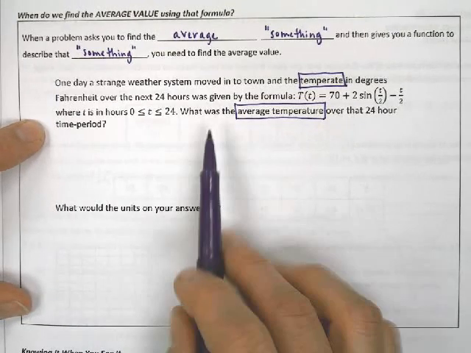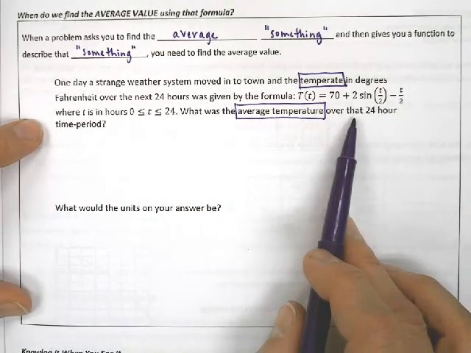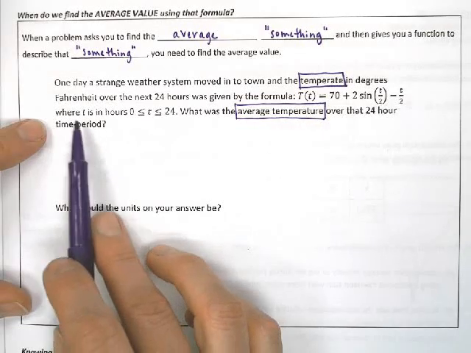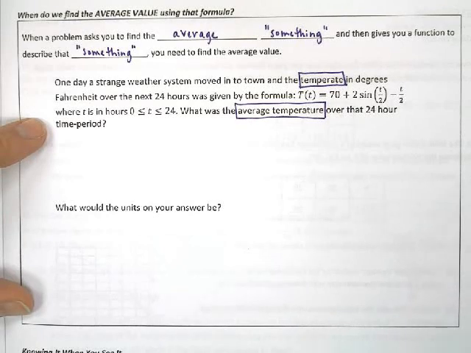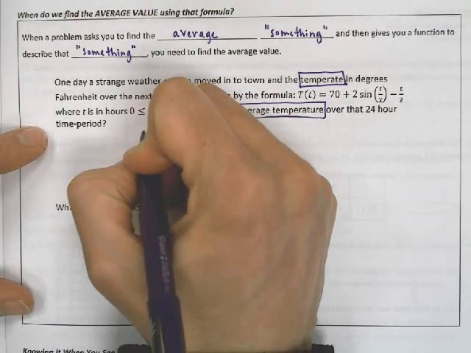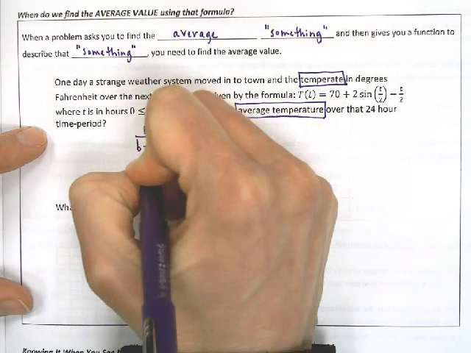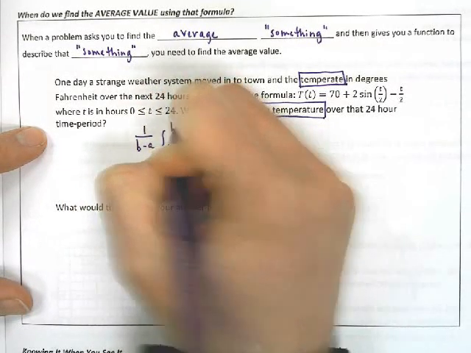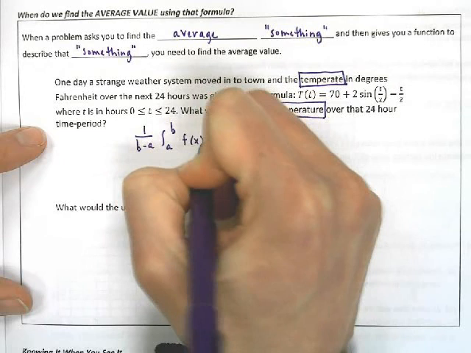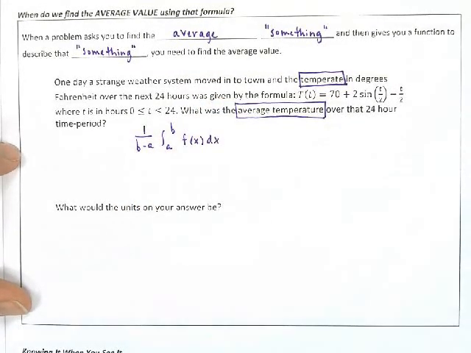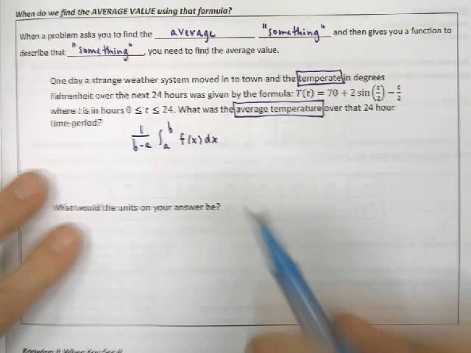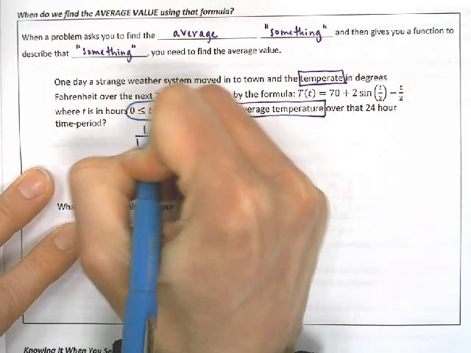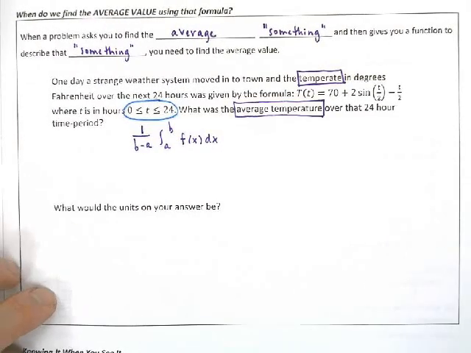So let's find out. It asks us what would be the average temperature over a 24-hour time period. So this t is between 0 and 24 hours. All right, so we know, again, our formula is 1 over b minus a times the integral from a to b of our function f of x dx. So let's apply that to this problem. In this case, our interval here is from 0 to 24. Right, that's my a and b.